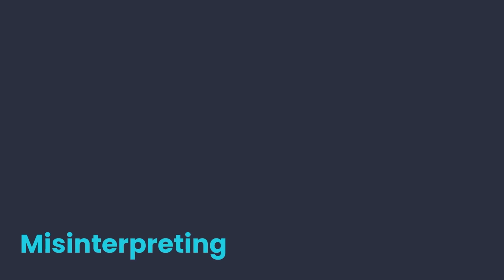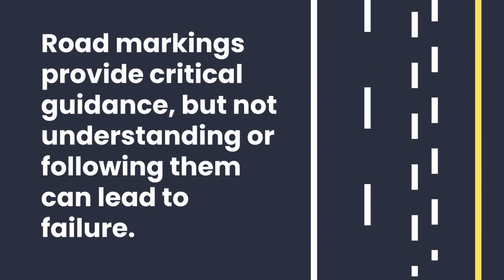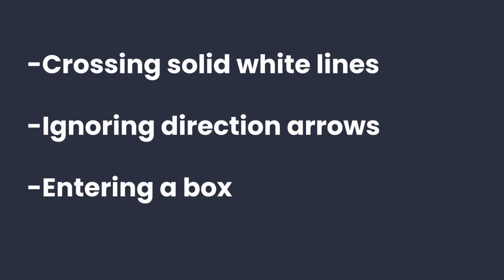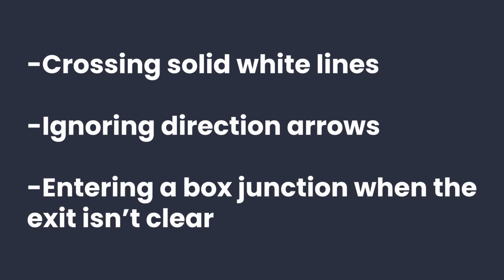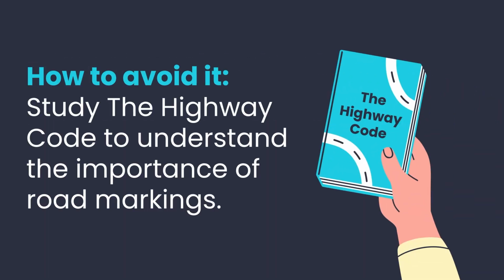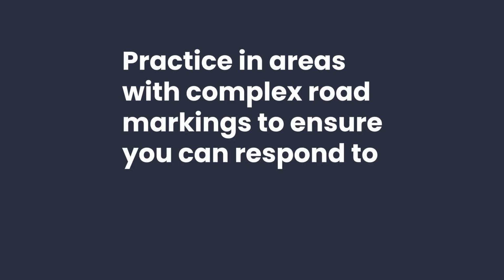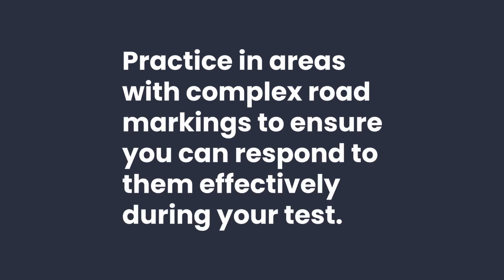Alongside that, people also fail for misinterpreting road markings. Road markings provide critical guidance, but not understanding or following them can lead to a failure. Common mistakes include crossing solid white lines, ignoring direction arrows, or entering a box junction when the exit isn't clear. To avoid this, again, study the Highway Code and understand the importance of road markings. When you approach an area with road markings, such as a mini roundabout or a box junction, always follow the instructions provided with the markings. Practice in areas with complex road markings to ensure you can respond to them for your test.